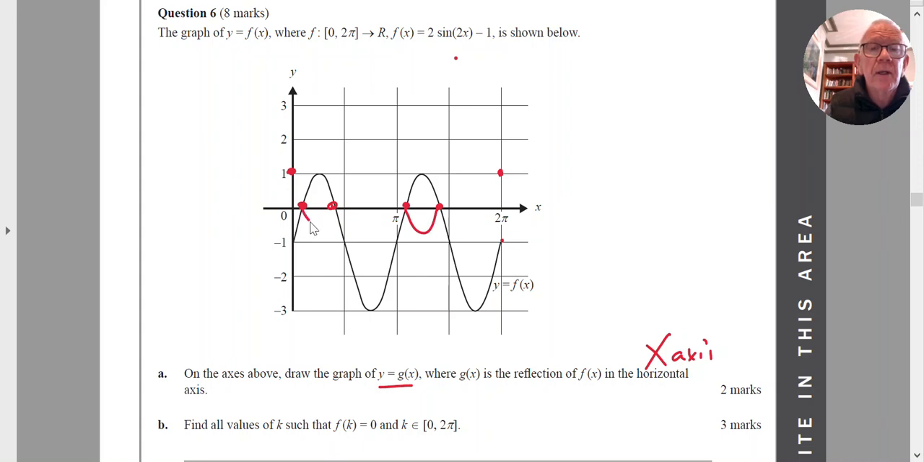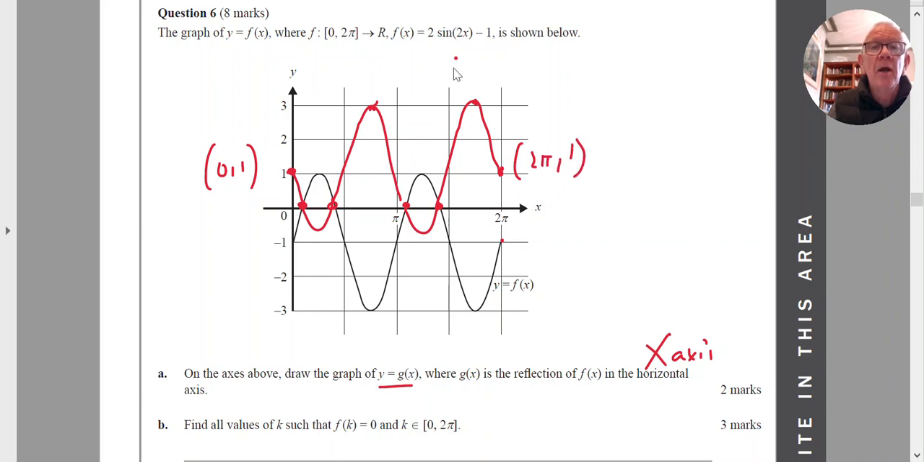Can't draw well with a tablet. This will go up to 3, and this will go up to 3. I'll come down and finish. I'm going to label my endpoints, and I'm going to label it as g of x. And that's for 2 marks.